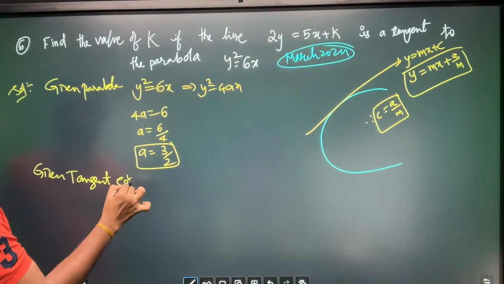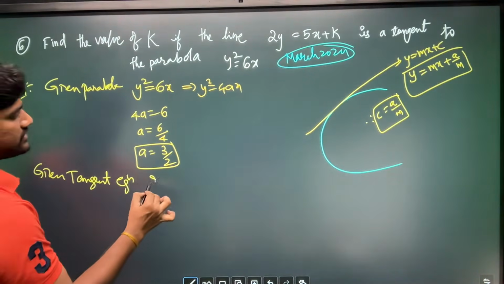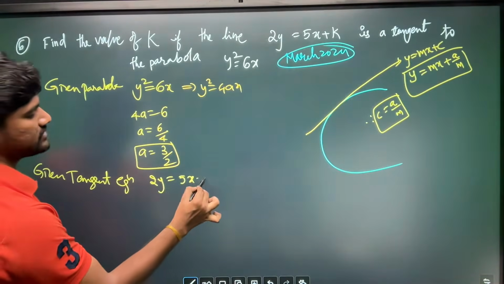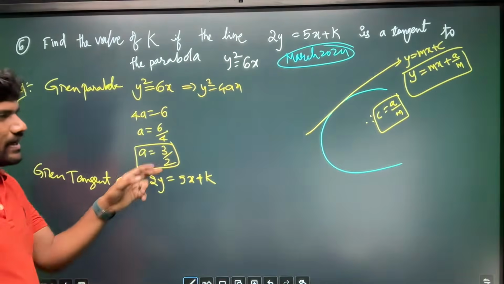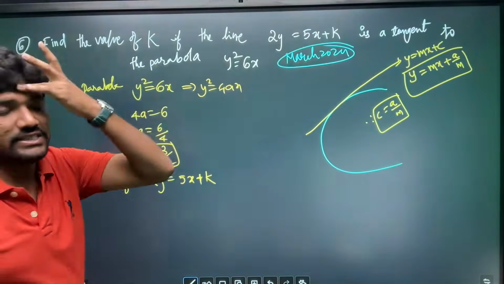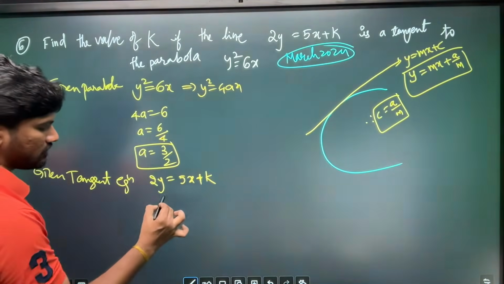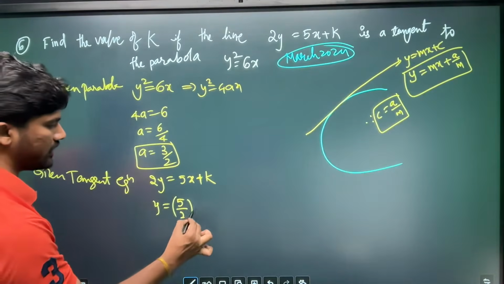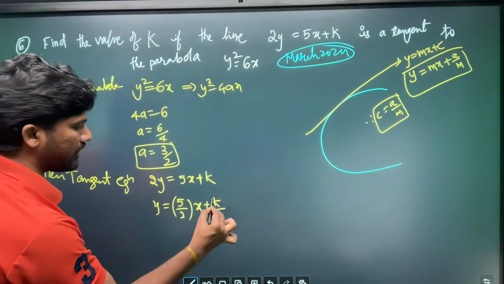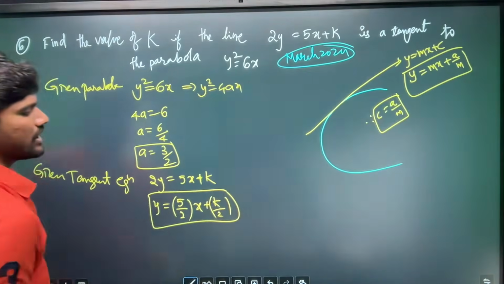The given tangent equation is 2y is equal to 5x plus k. We have to find the k value, so we have to convert this into that form. For that, divide both sides by 2. Sending the 2 to the other side, what do we get? y is equal to 5/2 into x plus k/2. Clear?